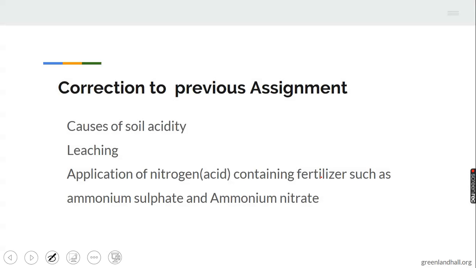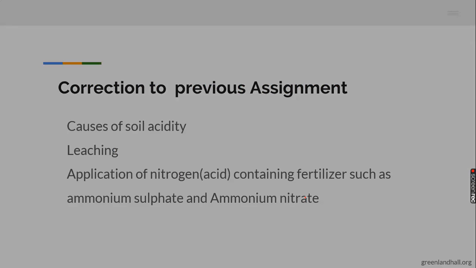Before we look into the topic proper, let's quickly take up the correction to the previous assignment. Remember, the topic was soil, and you were asked to state the causes of soil acidity. 1. Leaching. Leaching means the wearing away of the soil nutrients. Leaching can lead to soil acidity. 2. Application of nitrogen-containing fertilizer such as ammonium sulfate and ammonium nitrate, which can lead to leaching and soil acidity. Take note of that.